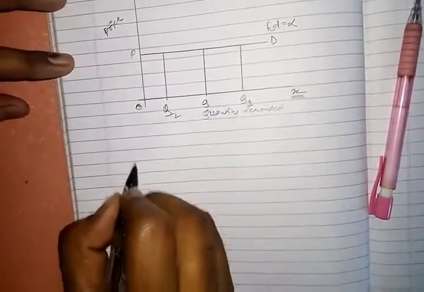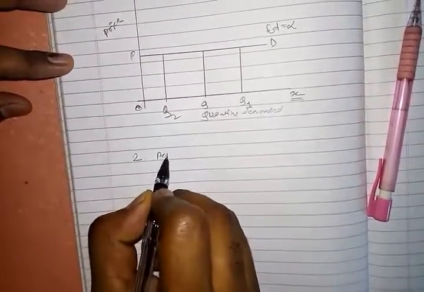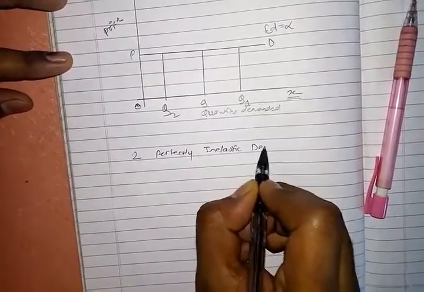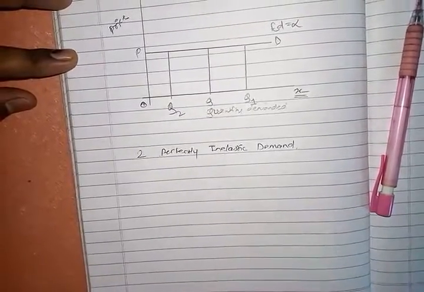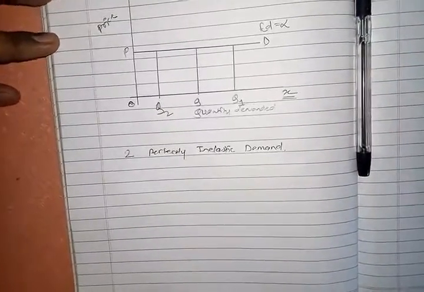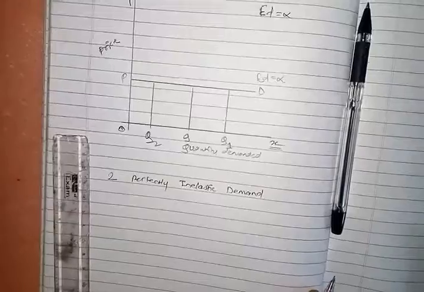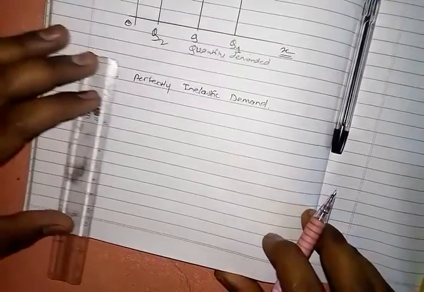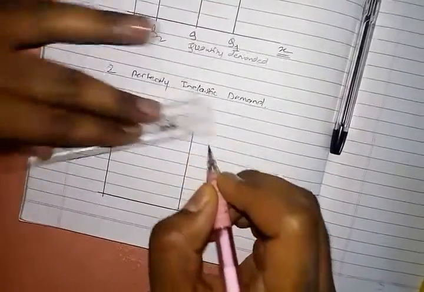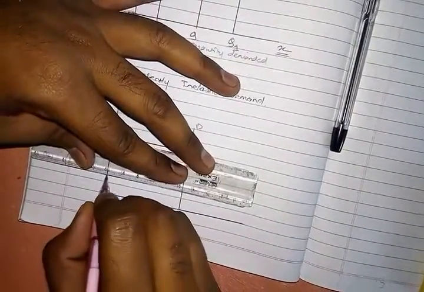The second point is perfectly inelastic demand. Here the change of price does not matter. The demand curve is parallel to the y-axis. Whether the changes in price are small or infinite, it doesn't matter, the demand does not change. So price changes can't change the demand pattern.